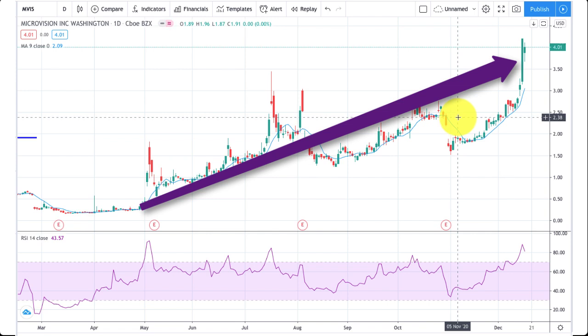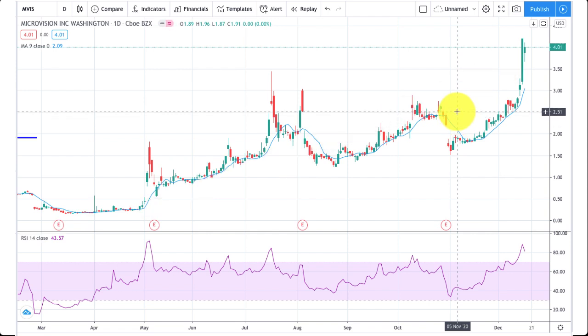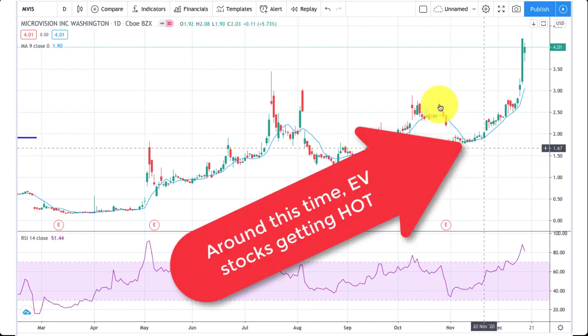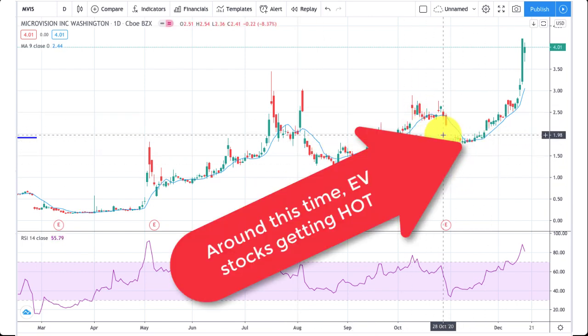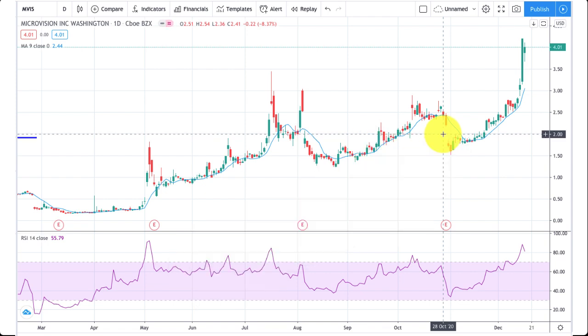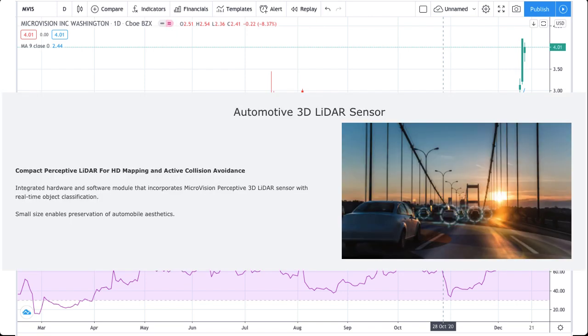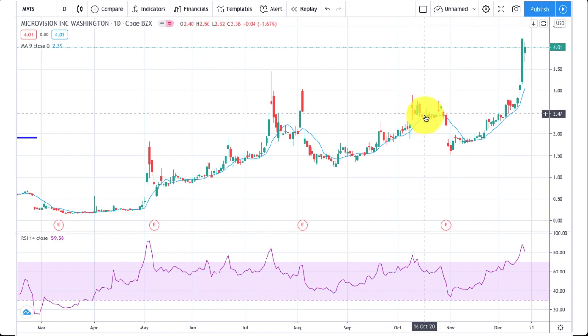I really like MVIS. I think part of this is related to the EV stocks, electric vehicle stocks, which are really hot right now. And as I mentioned, the companies like Tesla, NIO, that are building smart autonomous vehicles because they're looking to deploy a robo-taxi fleet, they're going to be depending on some of the technology that MVIS has to offer. And so here's another reason why I really like MVIS.